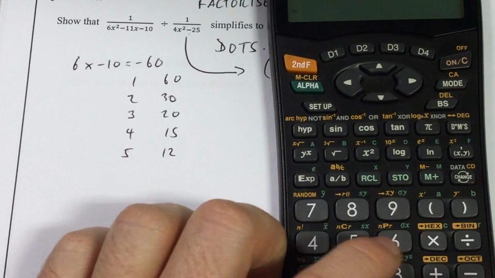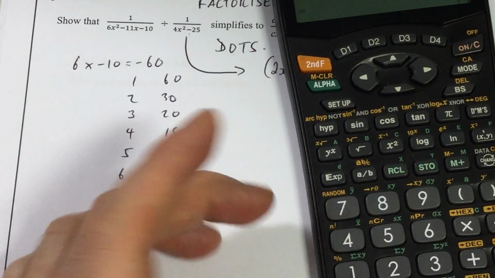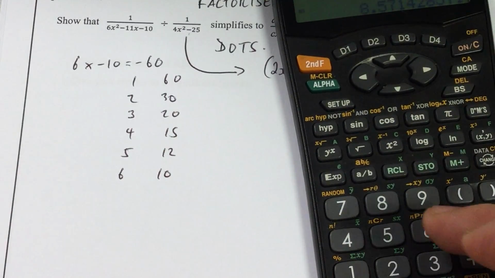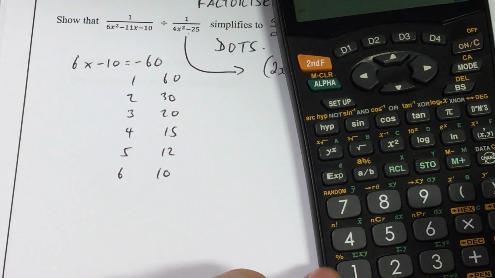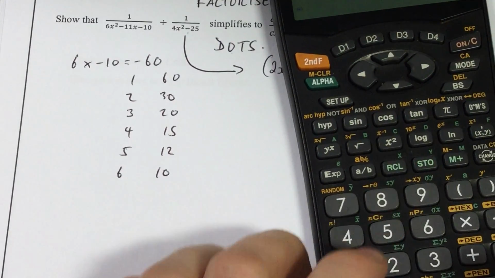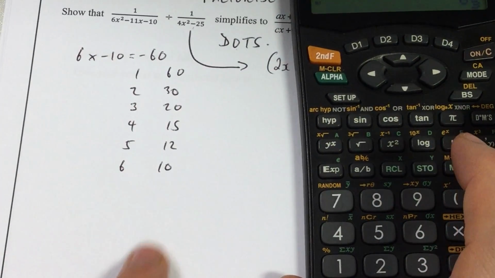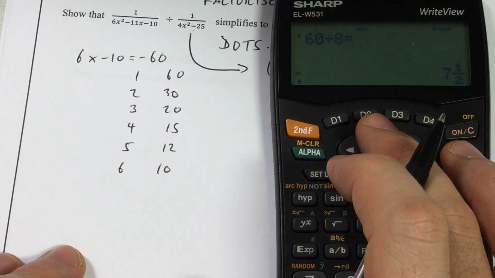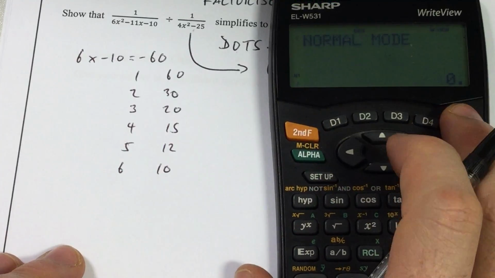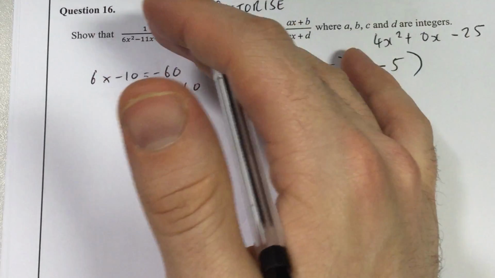So 60 divided by 6, and 60 divided by 7 is a decimal, so that doesn't work. 60 divided by 8 doesn't work. 60 divided by 9 doesn't work. And 60 divided by 10, well, I've already used 10. So you can see that I was just testing out the numbers, and you can see they don't work. So that's all the factor pairs considered, and you must do that, okay?